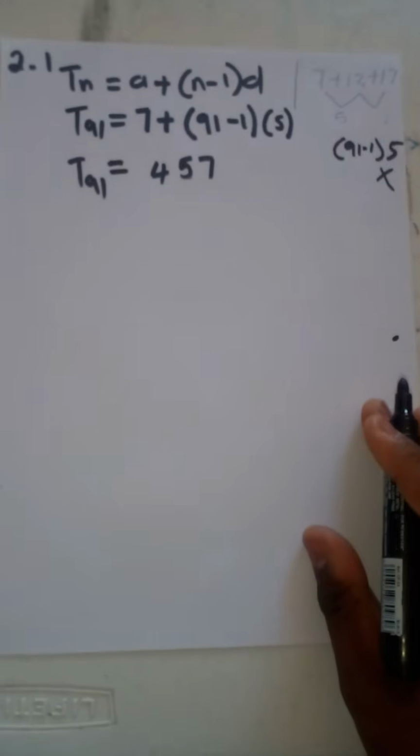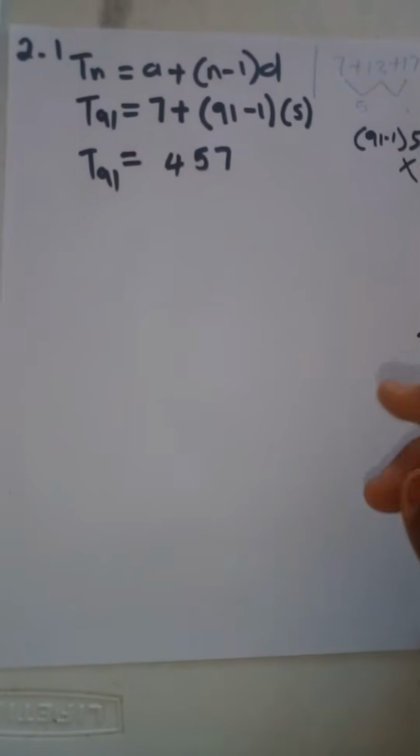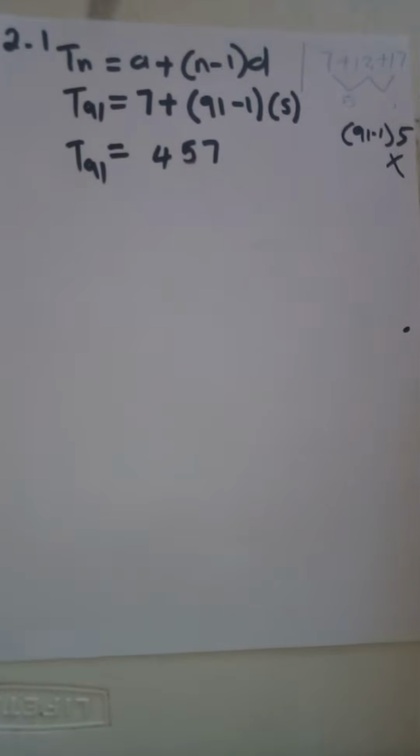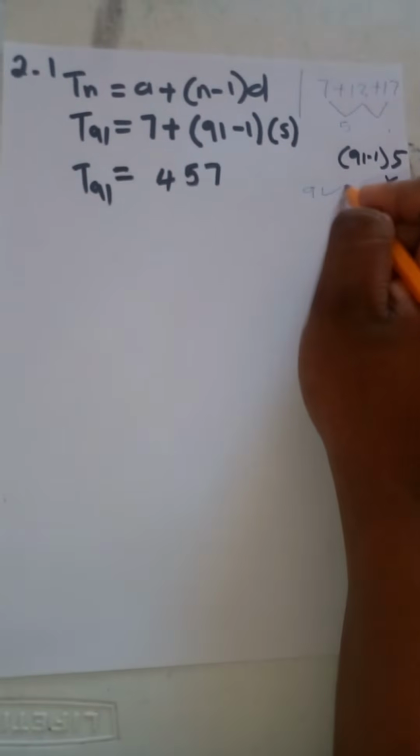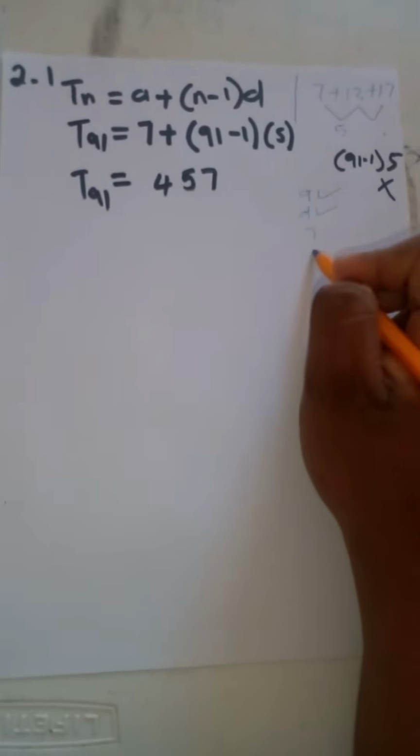So now let's continue. The first thing that you must check before writing the formula, I feel like we should have done it, but it's fine: check the value of a, check if you have it, check the common difference, check if you have it, and check what you are asked. Then you can fill in the data that you have. And then the second one, they are saying calculate the sum of the first 91 terms.